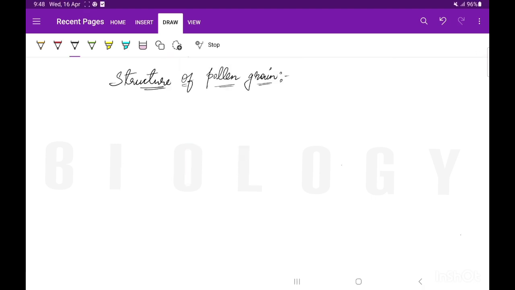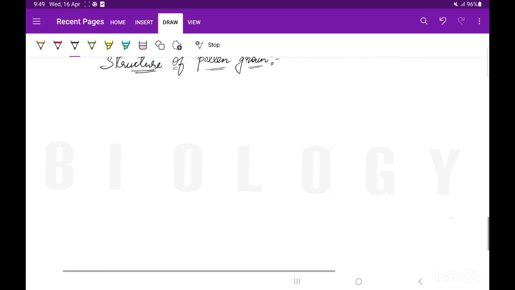Now we will see what is the structure of the pollen grain. Up to now we have seen how the pollen grain is formed. Now the structure of the pollen grain, that is the male gamete. The structure of the pollen grain is generally spherical in shape.